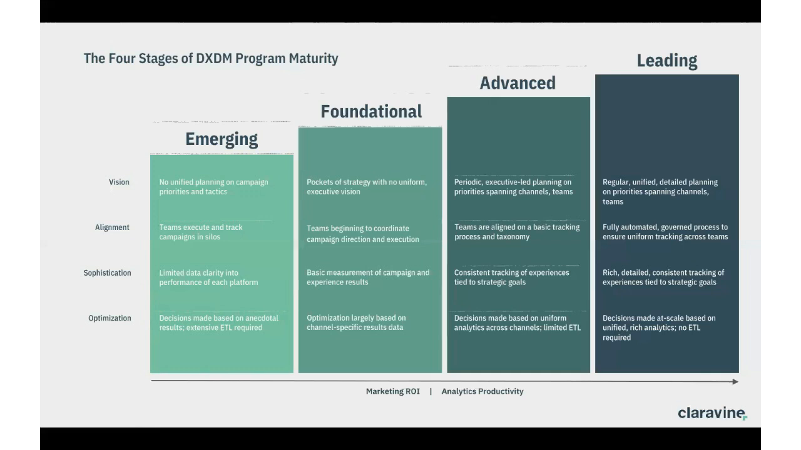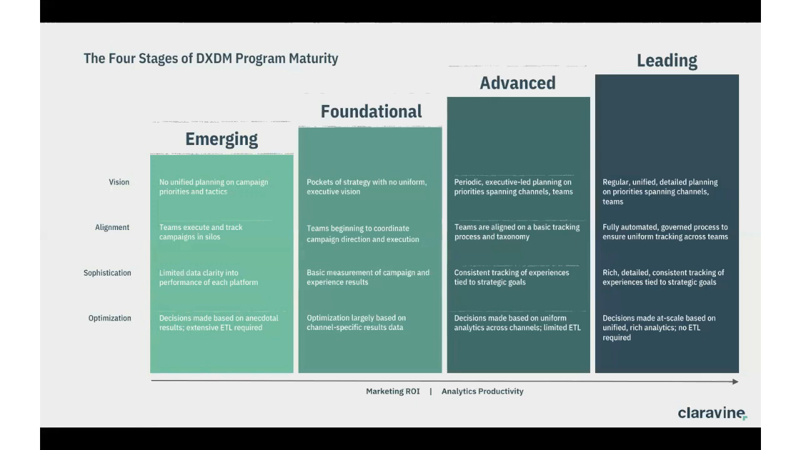In terms of sophistication, you may start by lacking data clarity into the performance of each platform. On a foundational basis, you might have basic measurement of campaign and experience results that you're running, but that might be it. There might be limited measurement, and it might only be for some channels, perhaps. As you evolve, this tracking will become more consistent and be tied to strategic goals that you set. And this tracking becomes even richer across leading organizations.